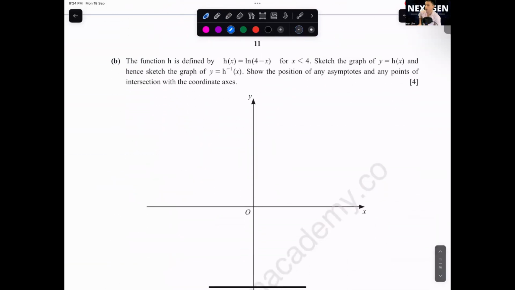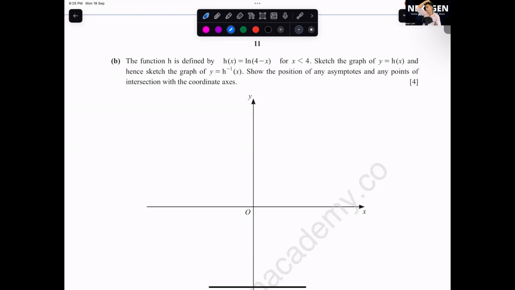Question B. I think in this paper, this is the one that is slightly harder. Function h(x) is equal to ln(4 minus x), where x is less than 4. Sketch the graph of h(x) and sketch the graph of h inverse x. Show the position of any asymptotes and any points of intersection with the coordinate axes.